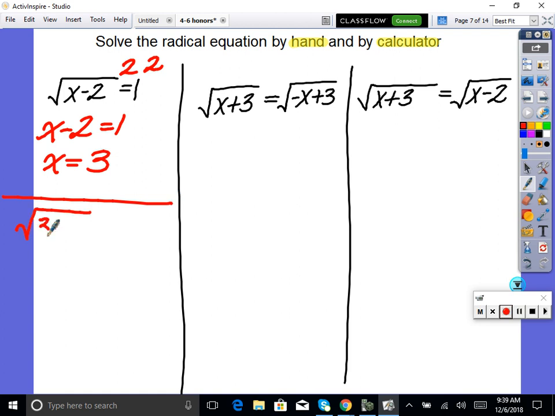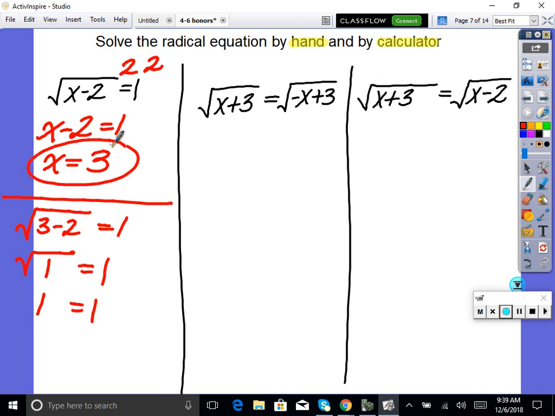So we have the square root of 3 minus 2 equals 1. The square root of 1 equals 1. 1 equals 1. That is true, so that is not extraneous. So looking at solving this one, we would square both sides, wouldn't we?